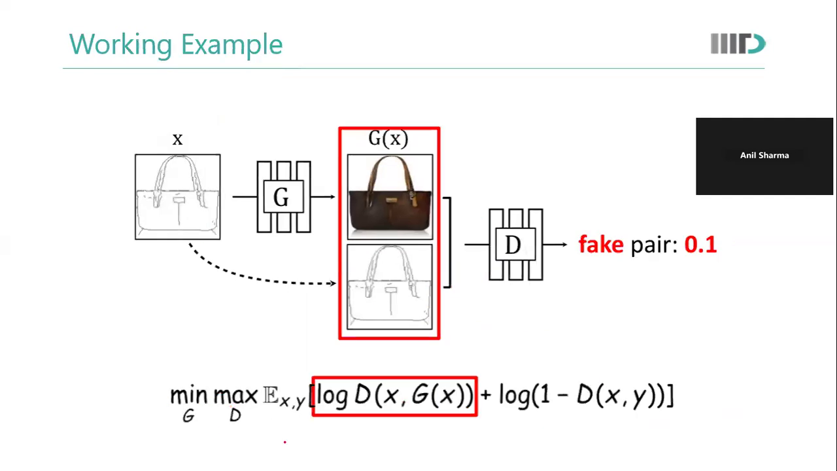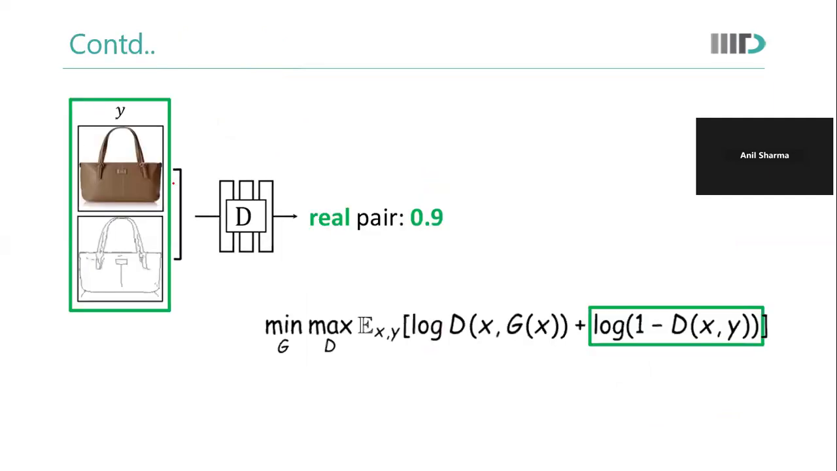I think you have understood this. It will say whether it's a real pair or fake pair. Let's say, what's the probability that it's a fake pair? Very, very small, 0.1. It looks like a real pair. So what is the probability that it's a real pair? The probability is very high, 0.9. So this is how our loss function is used here, which I have explained in the previous slide.